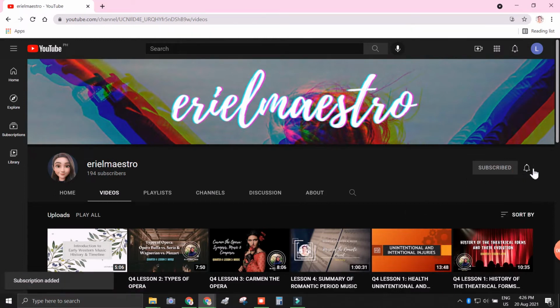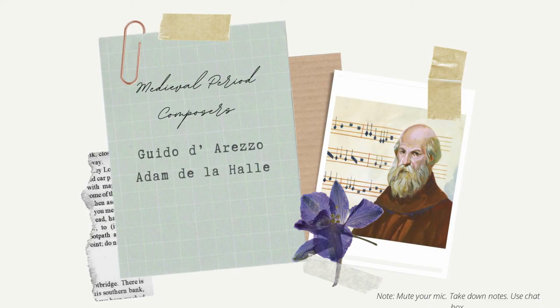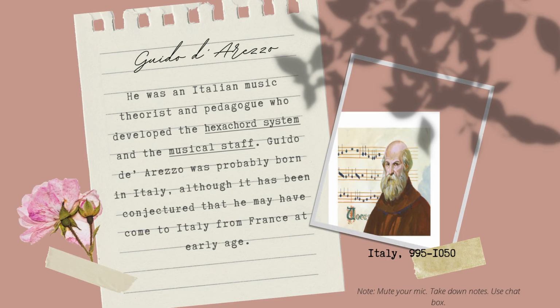So let's get started. First, let's talk about the medieval period composers who are Guido de Arezzo and Adam de la Halle. Guido de Arezzo was an Italian music theorist and pedagogue who developed the hexachord system and the musical staff. Guido de Arezzo was probably born in Italy, although it has been conjectured that he may have come to Italy from France at an early age.